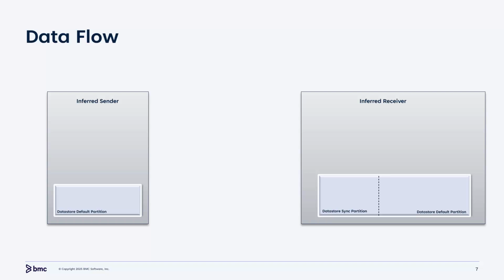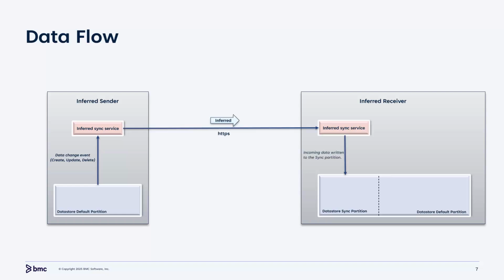For this new type of consolidation, a new service named Inferred Sync Service has been introduced. On the sender side, this new service will look for any data change event such as create, update, or delete happening in the discovery default partition, which is where the inferred data is stored. And it will sync those changes to the inferred sync service on the receiver side via HTTPS. On the receiver side, the inferred sync service will write that data into a sync partition, which is a new partition created for this feature.